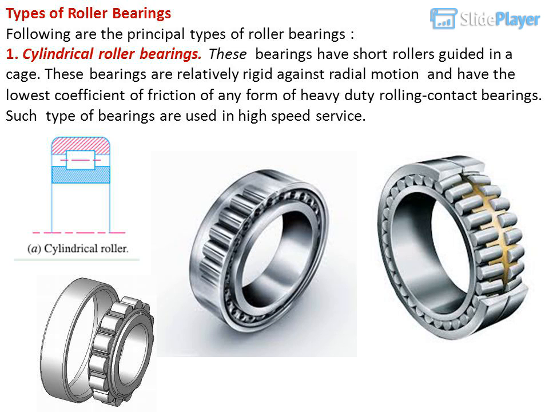Types of roller bearings. Following are the principal types of roller bearings. 1. Cylindrical roller bearings. These bearings have short rollers guided in a cage. These bearings are relatively rigid against radial motion and have the lowest coefficient of friction of any form of heavy-duty rolling contact bearings. Such type of bearings are used in high-speed service.